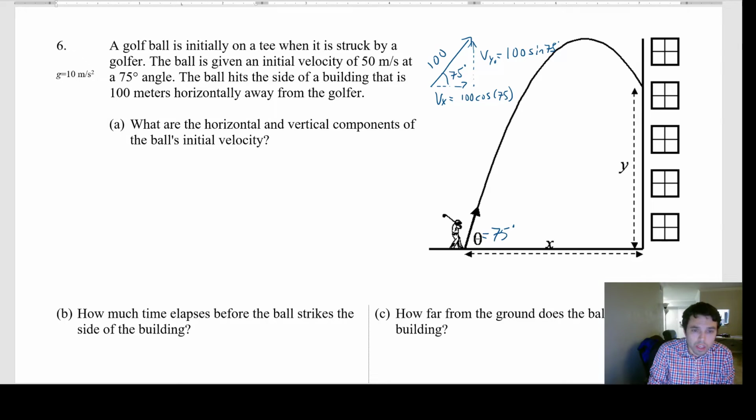So Vy initial is going to be 100 times the sine of 75. Make sure you're in degree mode. 96.6 is what I'm getting. Yeah. And then 100 cosine of the angle 75 will be our 25.9 for horizontal velocity.